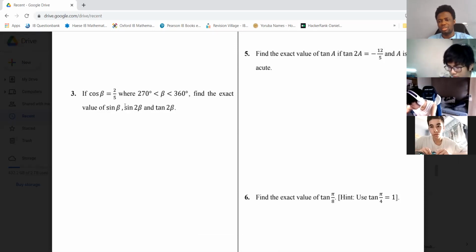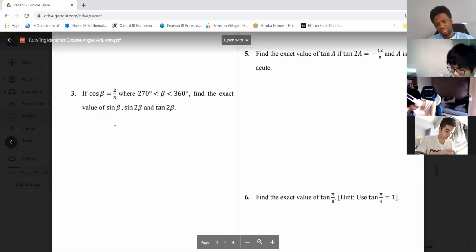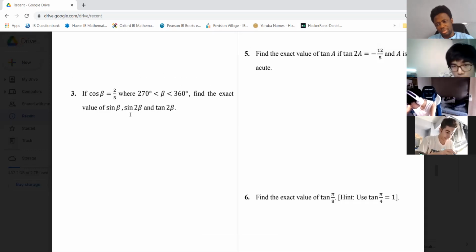So what is sin beta? That's all I'm asking you. What is sin beta, gentlemen? Negative root 21 over 5. Yanko, we just talked about minus. Yeah, now, sorry. They're still giving me plus.